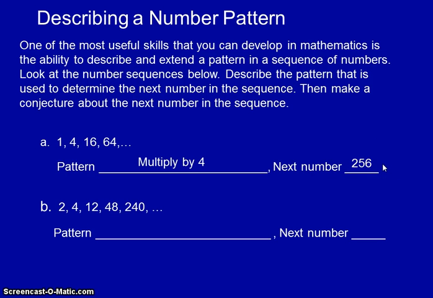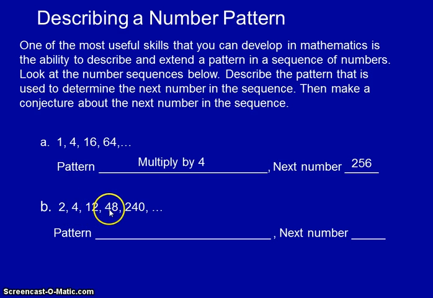B. To get from 2 to 4, we would add 2, but then we would add 8, then we would add 36. That doesn't make sense. Let's see if we can multiply. 2 times what gives us 4? We multiply by 2. And then to get 12, we would multiply by 3.